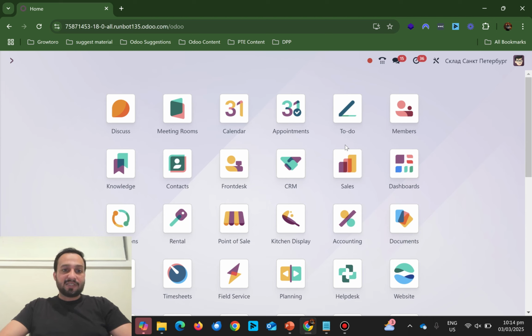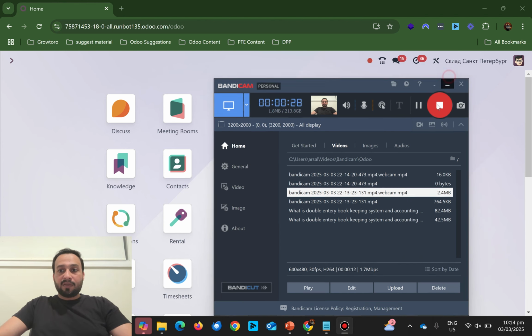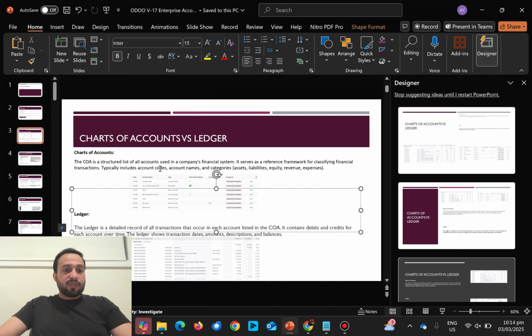So in the Odoo accounting system, what are the chart of accounts? If we look into the definition, basically, chart of accounts are the reference accounts which classify where we have to make the transactions. It serves as a reference framework for classifying financial transactions. Meanwhile, what is the ledger? The ledger is a detailed record of all transactions that occur in each account listed in the chart of accounts.